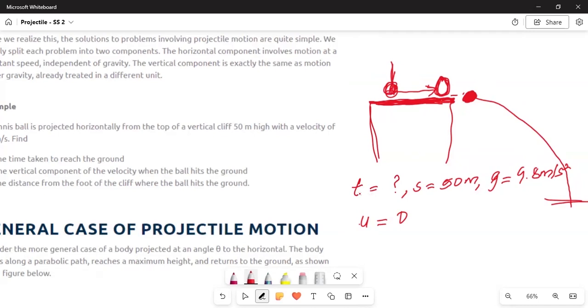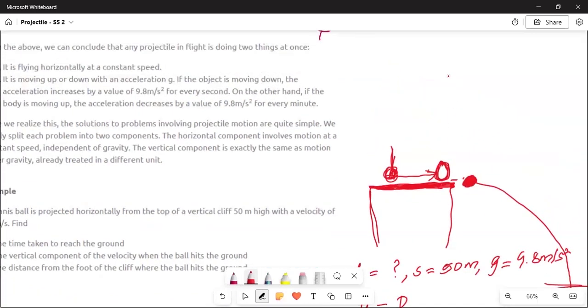So now we have t, s, g, and u. Which of the equations contain t, s, g, and u? So let's write out the equations so we can select the proper one. The first one is v equals u plus or minus gt. The second one, s equals ut plus or minus half gt squared. And the third one, v squared equals u squared plus or minus 2gs.